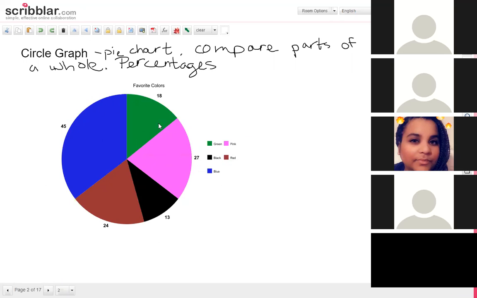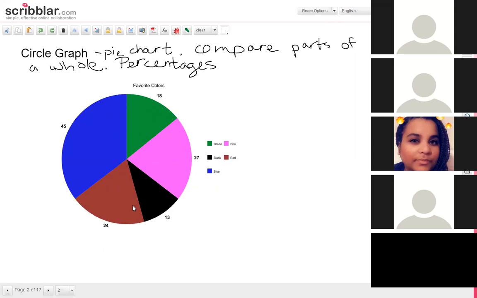So I did favorite colors, and so each of these, since there's no percent symbol on them, say we surveyed a group of people and we found 18 like the color green, 27 like pink, 13 black, 24 red, and 45 blue. So that is not the percentages. Percentages would have to add up to 100%, or they have to have the percent symbol on it.